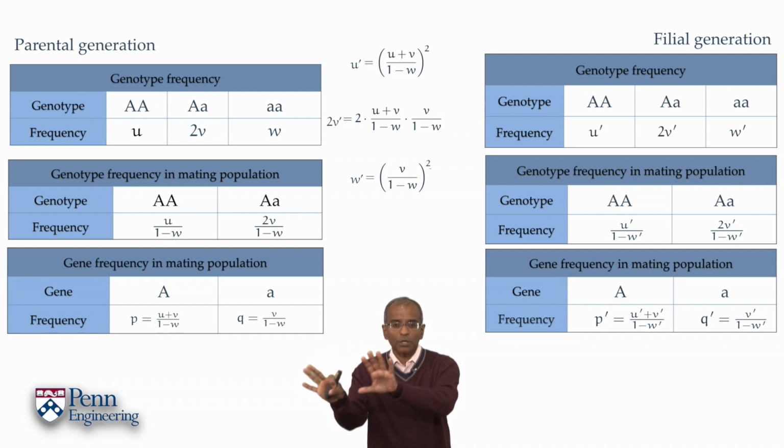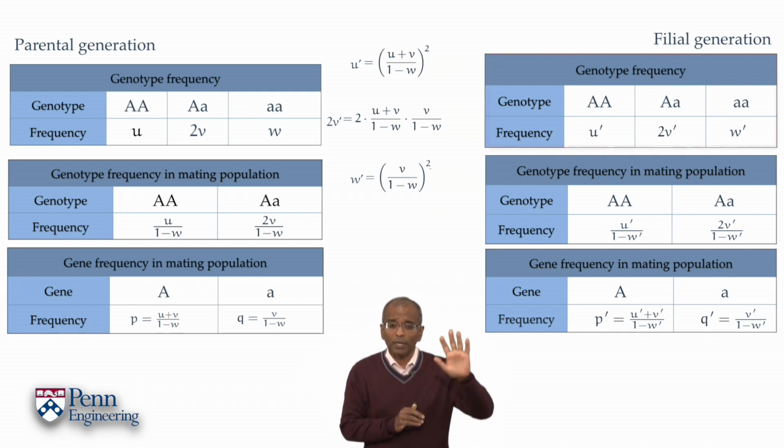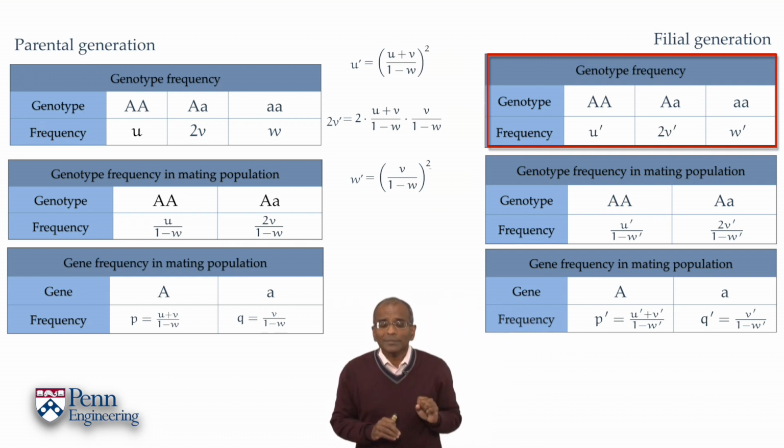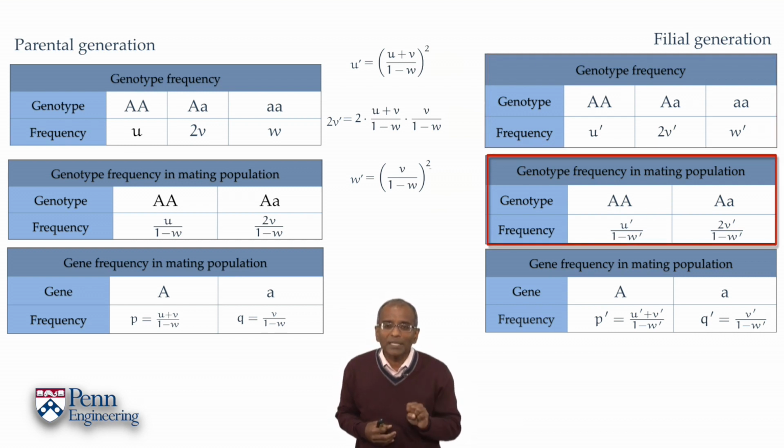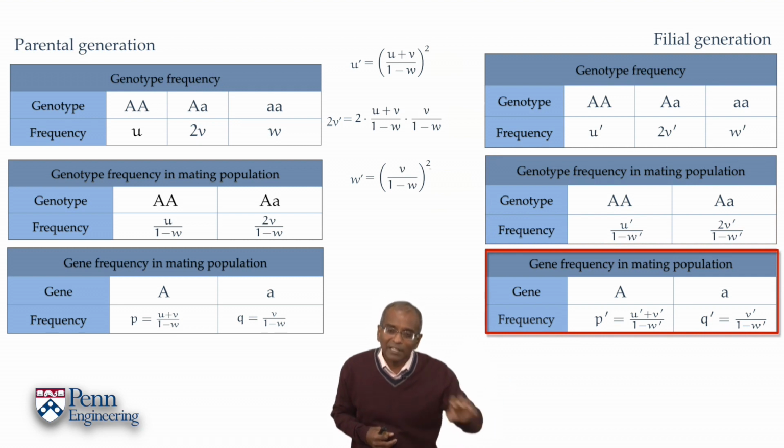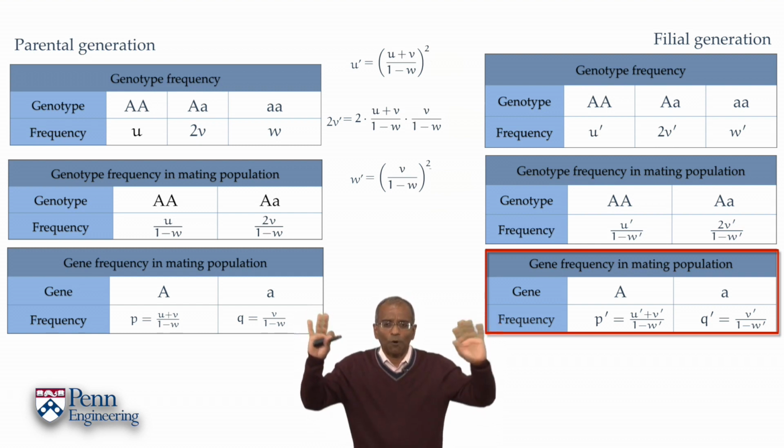Now, we'll use the same notation for the filial generation on the right of your screen. In the filial generation, the genotypes appear in proportions, we'll use the letters u, 2, v, and w again, with primes on them now, to remind ourselves that we're dealing with the next generation. When that generation mates, then again, lethally infected individuals cannot mate, and the remaining individuals, normal, homozygous, and heterozygous, mate in the proportions u prime over 1 minus w prime and twice v prime over 1 minus w prime. And finally, in that mating subgroup, in the filial generation, the dominant and the lethal genes appear in the proportions p prime and q prime, exactly as before.